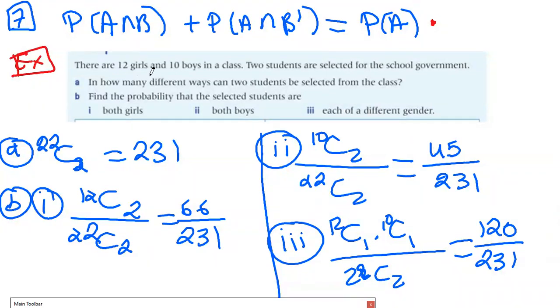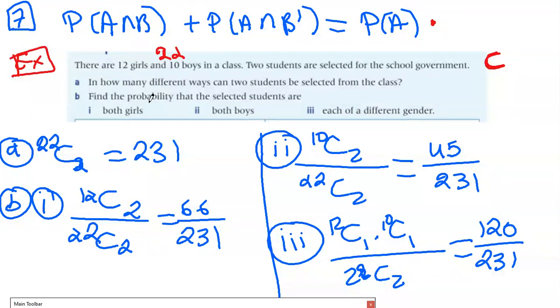There are 12 girls and 10 boys in a class, so I have 22 students in total. Two students are selected for the school government. It's a choice, so it's a combination. I want to choose 2 students. How many different ways can 2 students be selected from the class? It means how many possibilities I have. I'm choosing 2 out of 22. It's 231.